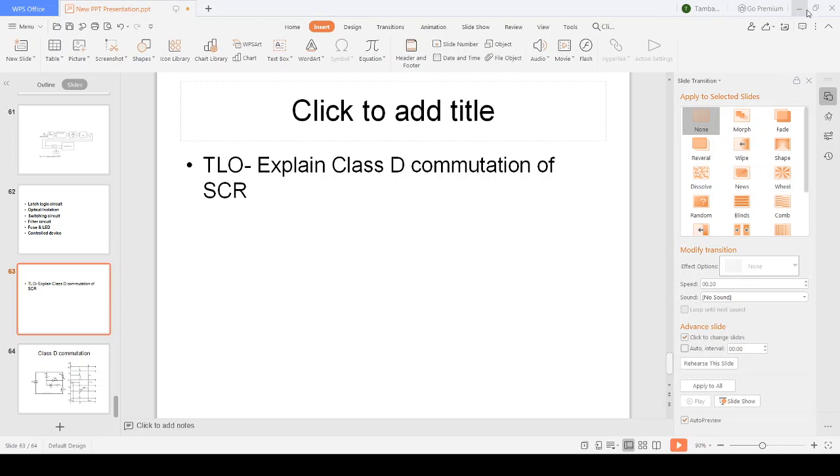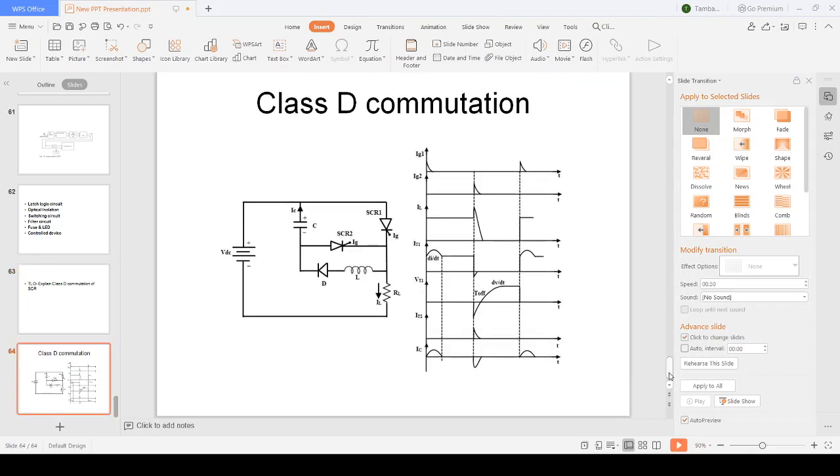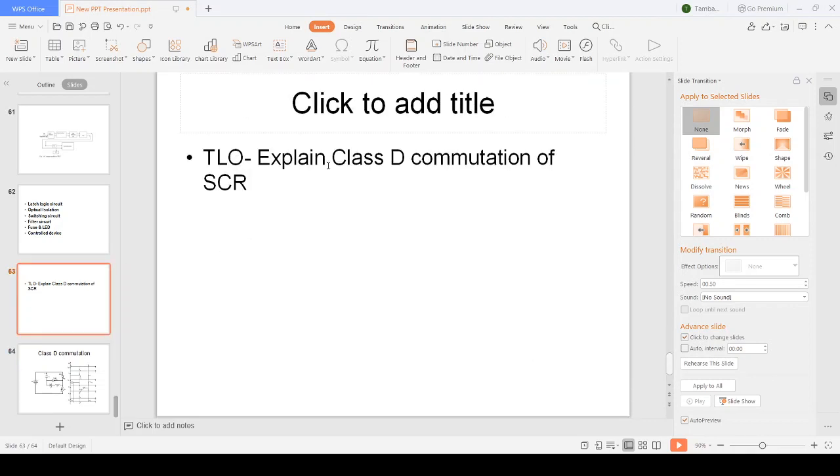In today's session, we have to discuss the Class D commutation of a SCR. The lecture outcome for today's session is: after attending this session, a student will be able to describe Class D commutation.